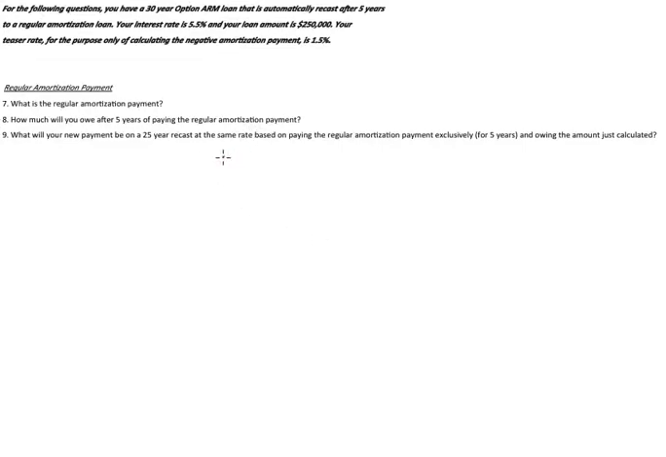Okay, now we're solving 7, 8, and 9, and I'm sorry about the size of this font here, but you have it in front of you. So now we're doing an option ARM, and there's 3 options here, and right now we are focusing on the regular amortization payment option. So, anyway, you can see what that is.